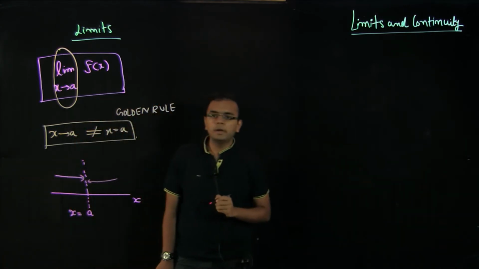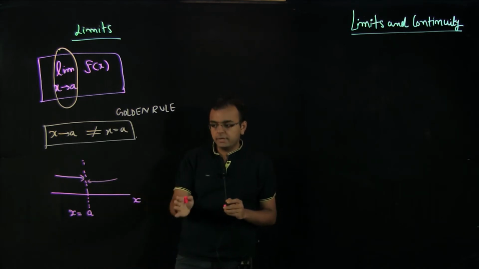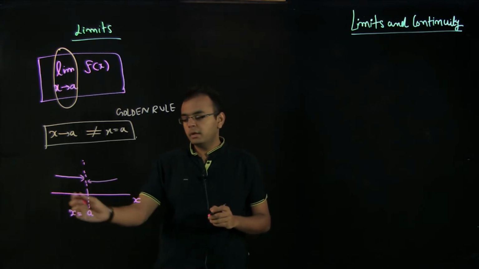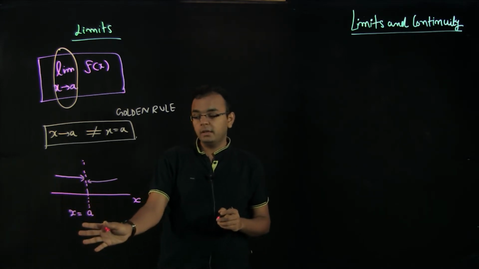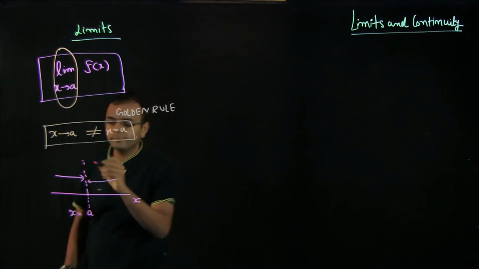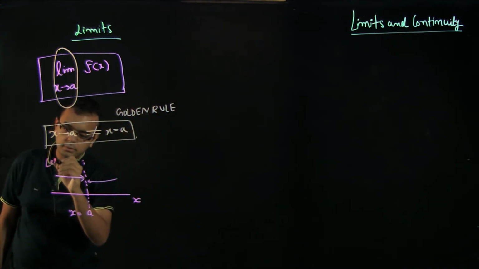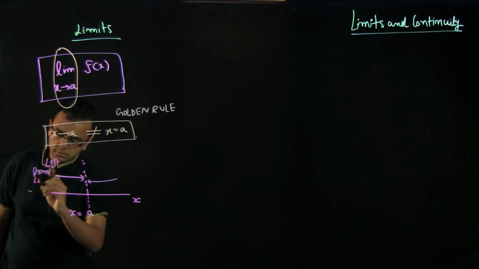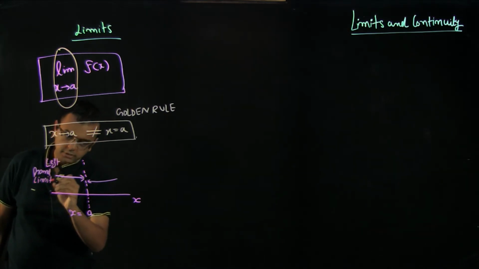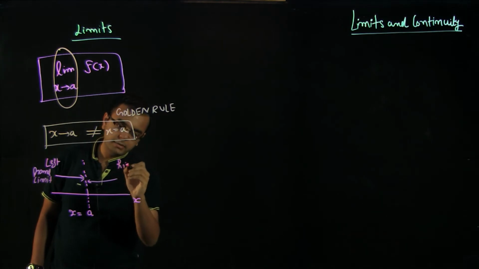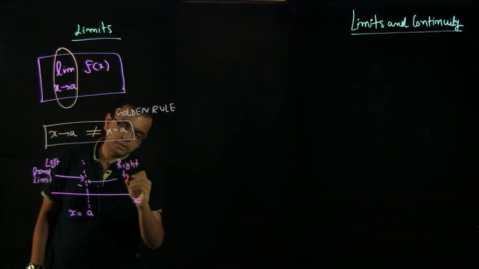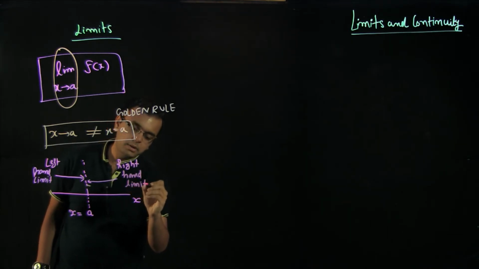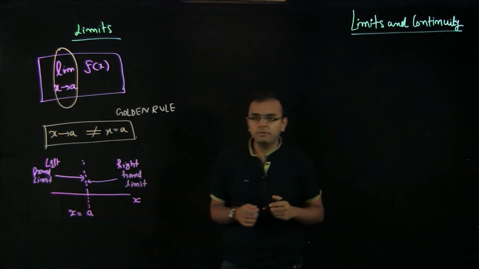Okay, and when we approach it from the left hand side, where the value of x would be less than a, that is known as the left hand limit. And when you approach it from the right hand side, that is known as the right hand limit. So just let me emphasize a little more about what we mean by left hand limit and right hand limit by giving an example.